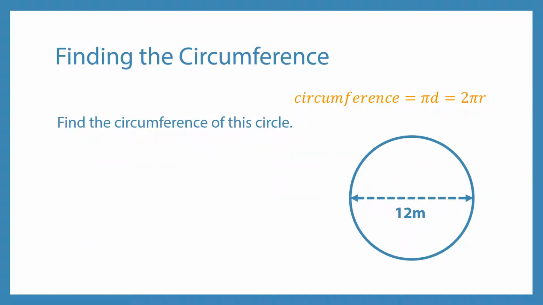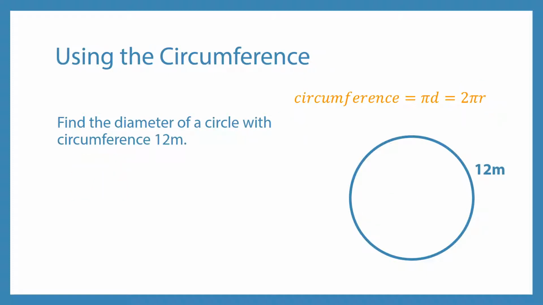Now it's your turn. Find the circumference of this circle. Okay, so circumference is going to be pi d in this case because we have the diameter. So circumference is going to be 12 pi. Now find the circumference of this circle. Okay, so we've been given the radius, so we're going to use the second equation. Circumference equals 2 pi r. So circumference is 2 pi times 3, or 6 pi centimeters.